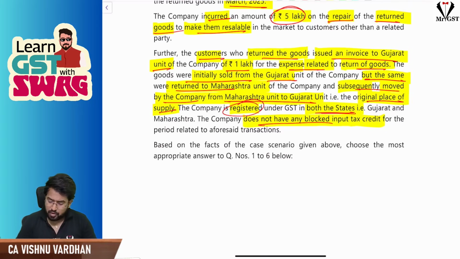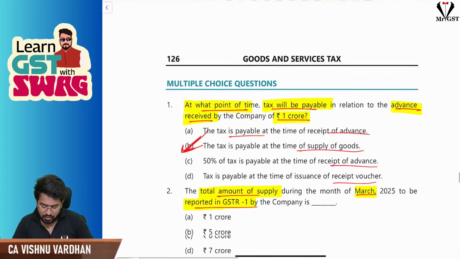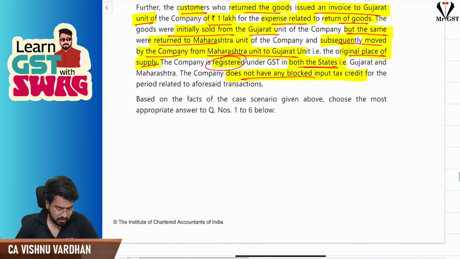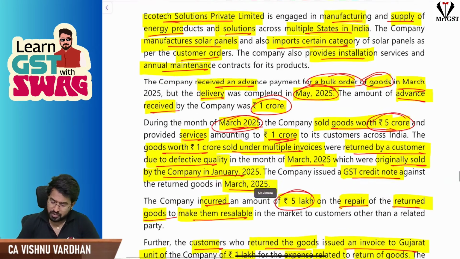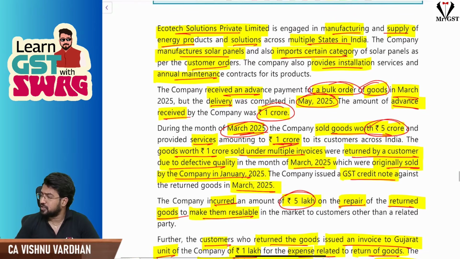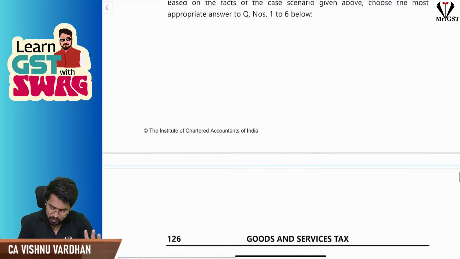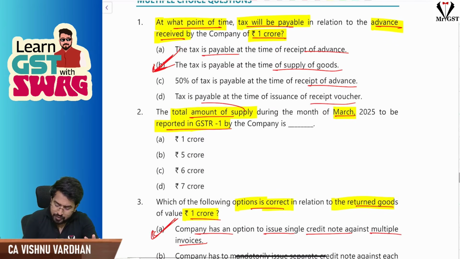Next, the company does not have any blocked credits. They have asked one point on the total amount of supply during the month to be reported in GSTR1 by the company. See here, the question is what is the total amount of supply for March month to be reported in GSTR1.